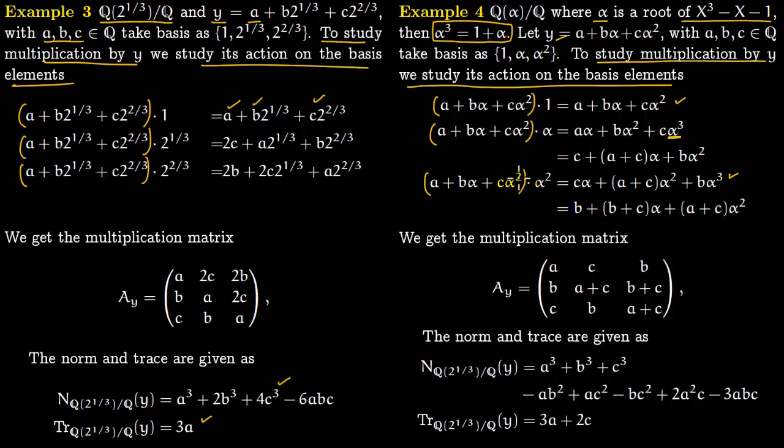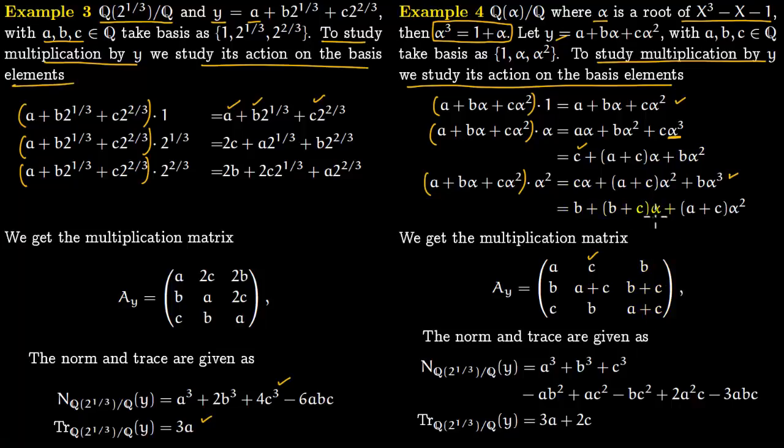So this c alpha^4 you will replace with alpha times alpha cube. So you will replace it with alpha plus alpha square. So you will have c alpha and c alpha square. And then you expand it out like this. So you get the corresponding matrix. This a, b, c come right here, a, b, c. Now you have a, this c right here, a plus c and b, and then you have b, b plus c and a plus c.